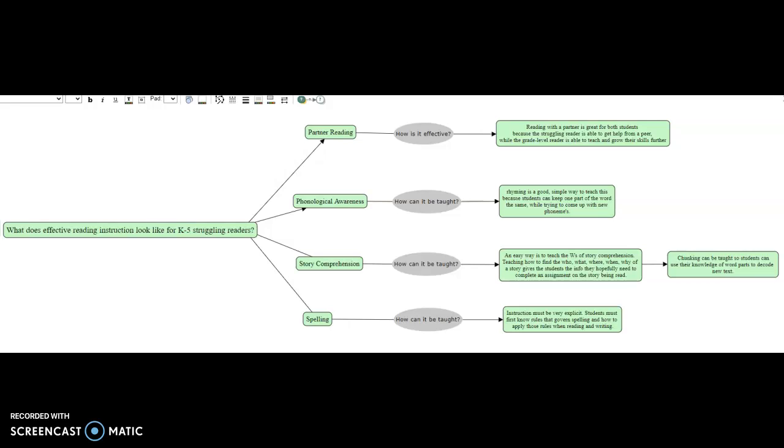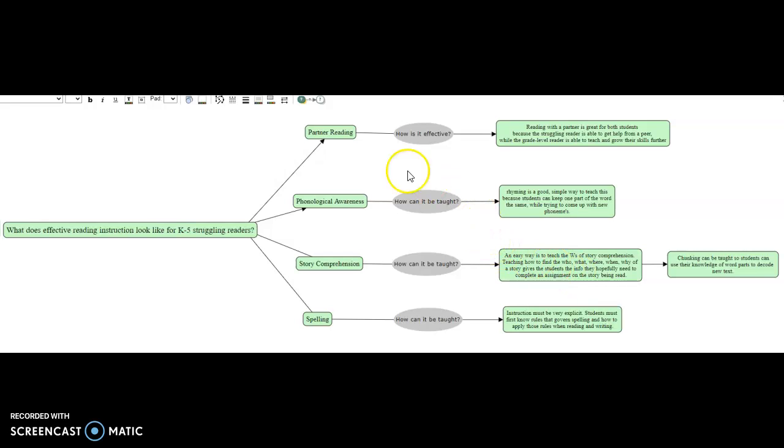Through how, and this is my concept map assignment, which is centered around the focus question of what does effective reading instruction look like for K through 5 struggling readers. So when building this, I had my main ideas here, the question of its importance, and then a brief description of what it might look like, or a basic way to start, or an important way to start teaching students these skills.